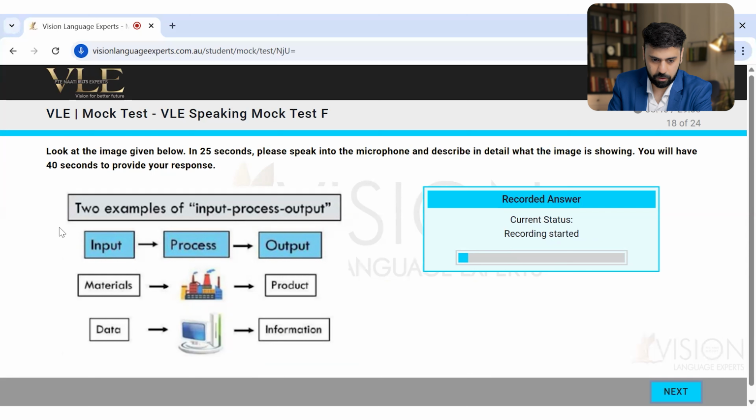2 examples were the main topic of the image. Input, process, output was on the top side of the image. Materials and data was on the left side of the image. Product and information was also mentioned. Computers and industry was also given. Factories and emission was the first element, whereas blue and green was the second element. To conclude, 2 examples of input, process, output were the key features of the image.